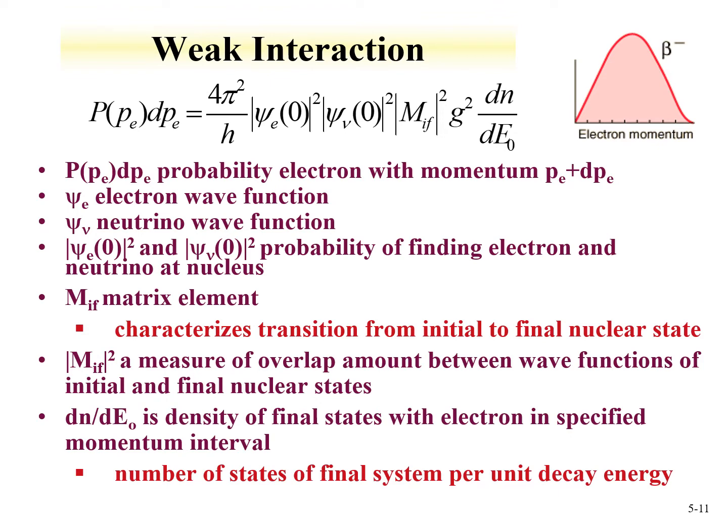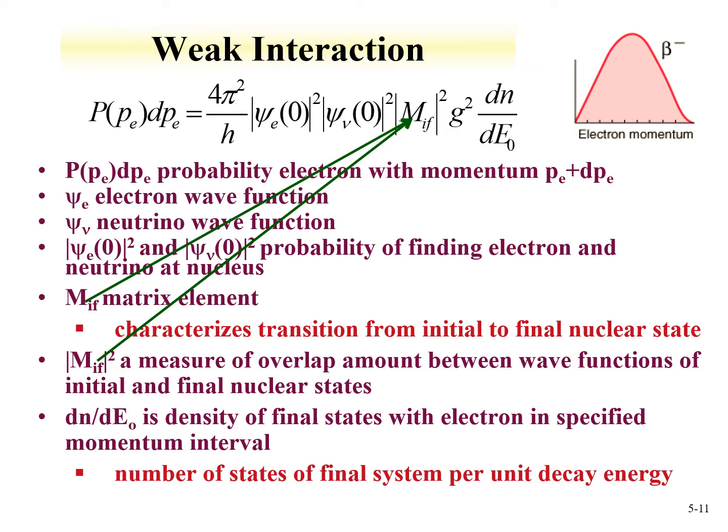Some of the terms involved are the electron wave function, shown here, and the neutrino wave function, shown here. If I take the square of the absolute values, I can use this to determine the probability of finding the electron and the neutrino at the nucleus. We also have something called the matrix element, which is shown here. This characterizes the transition from the initial to the final nuclear state. If I take the absolute value squared, it's a measure of the overlap between the wave functions of the initial and final states.